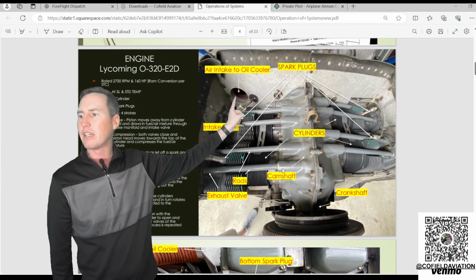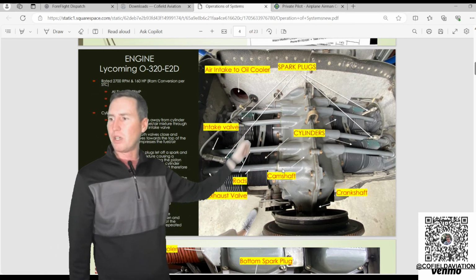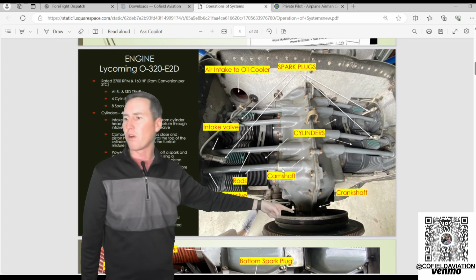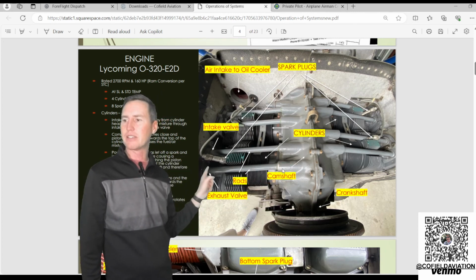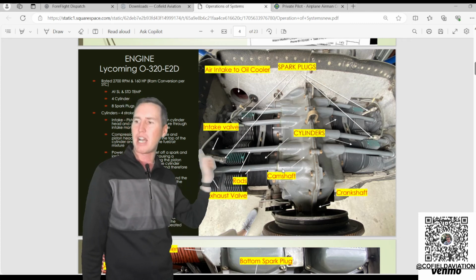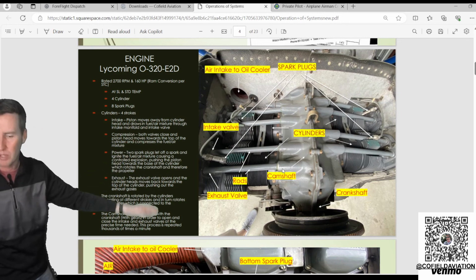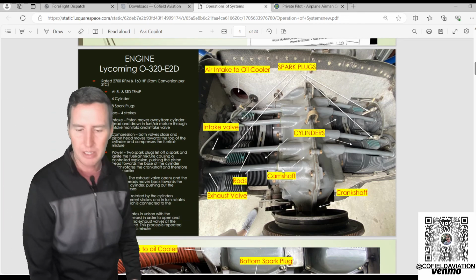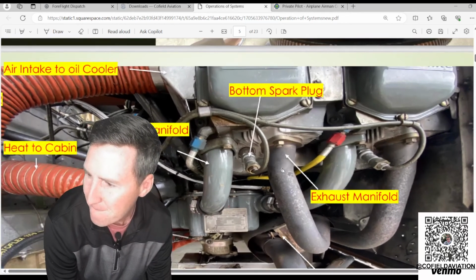This is the air intake. I talked about going to the oil cooler. And again, there's your cylinders, 1, 2, 3, 4, our crankshaft. Our camshaft is what's operating these exhaust valves and intake valves and all that good fun stuff. Take your time, you can read all of that, basically how I explain that. This is looking at the bottom of the engine.